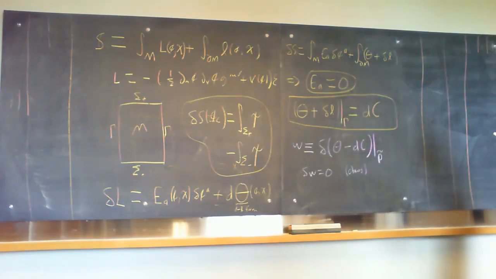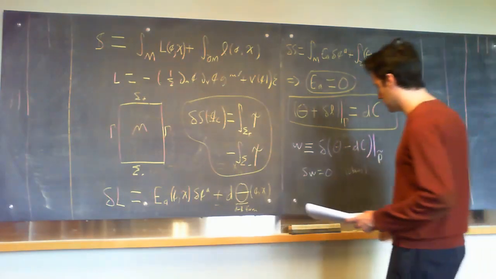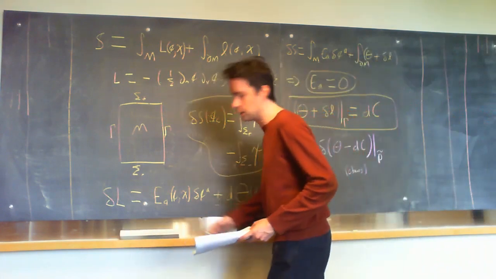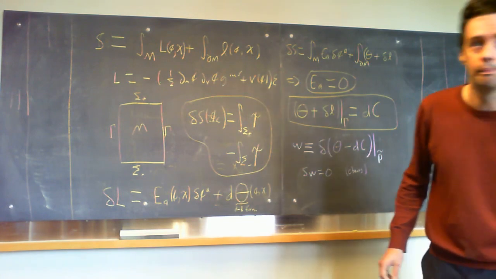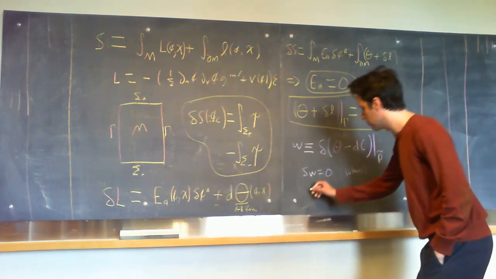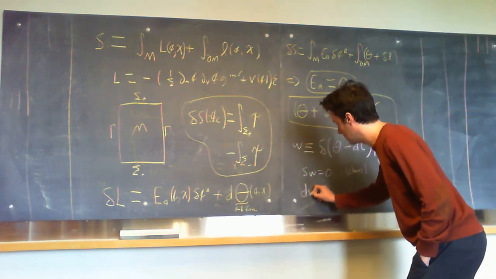What's maybe less obvious is that omega is also closed as a d-1 form on space-time. So let's work that out. So let's compute d of omega.